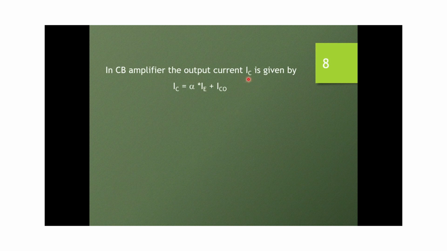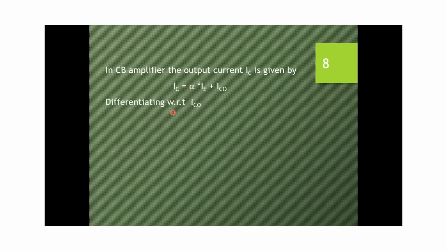The output current IC in the common base amplifier is given as IC is equal to alpha times IE plus ICO, where alpha is also a current amplification factor, and the value of alpha is from 0.95 to 0.98. It amplifies the input signal: the output signal is equal to 0.98 times the input signal.